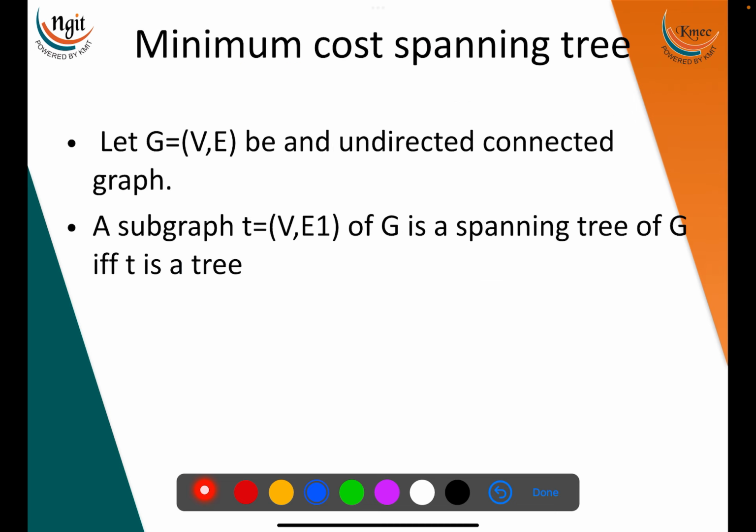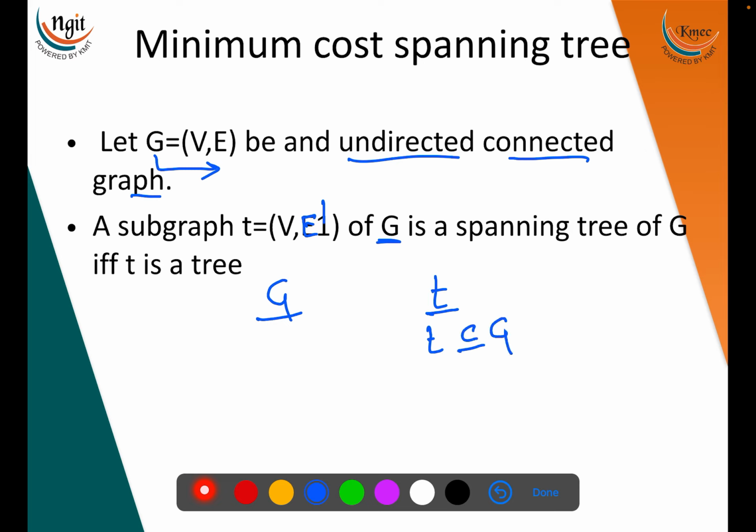So what is a spanning tree? Let G equal V comma E, where G is a graph and it is an undirected connected graph. Now a subgraph T equal to V comma E dash of G is a spanning tree of G if and only if T is a tree. Now I am introducing two terms, G and T. G is a graph, T is a subgraph. That means T is a subset of G.